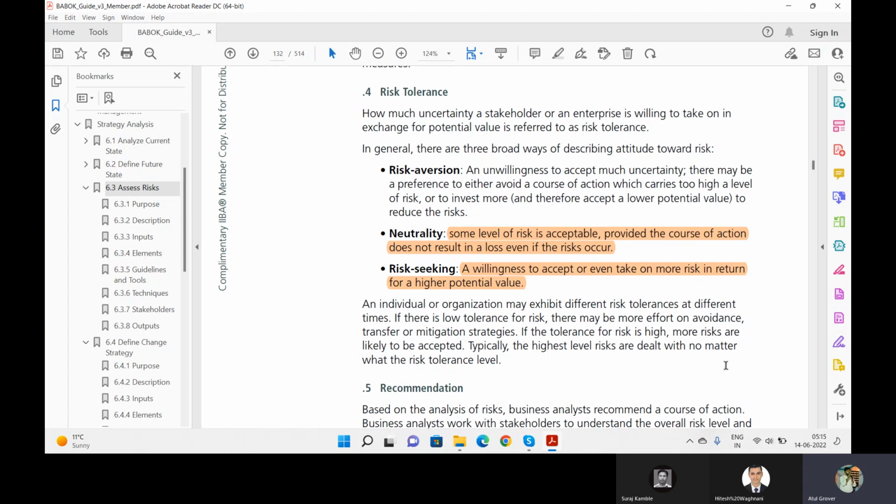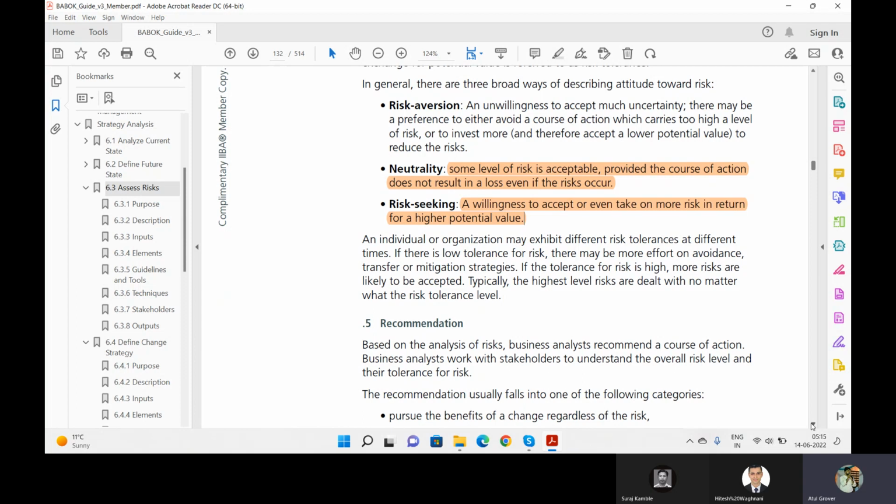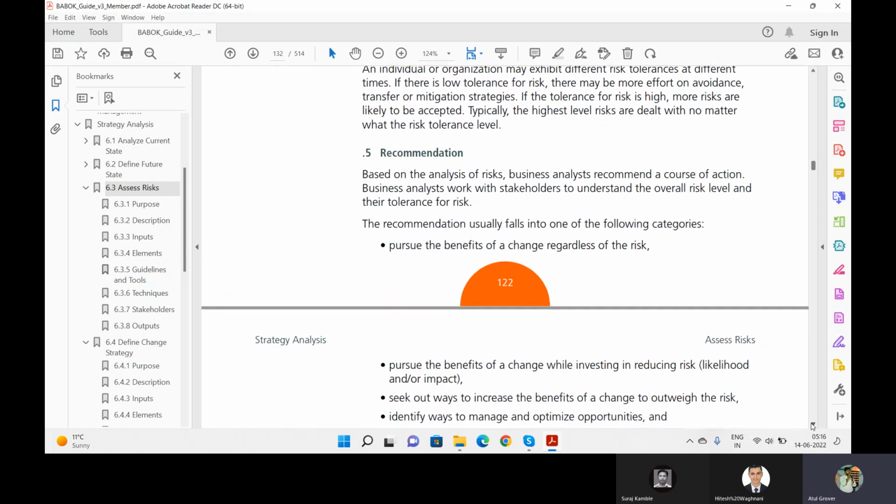So these three parameters, these three factors, we consider in which category my organization, my solution is falling at a point of time. Okay, then go to the recommendation. The business analyst's work is to recommend to the people a good course of action, the right course of action. And the recommendations usually fall into the following categories.